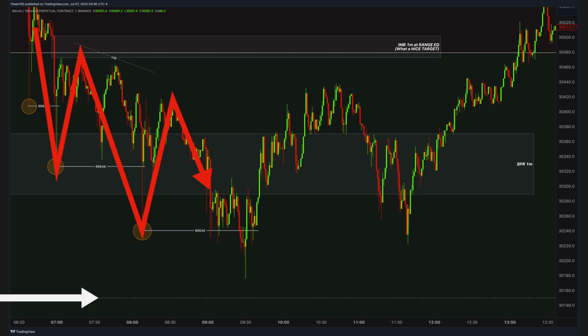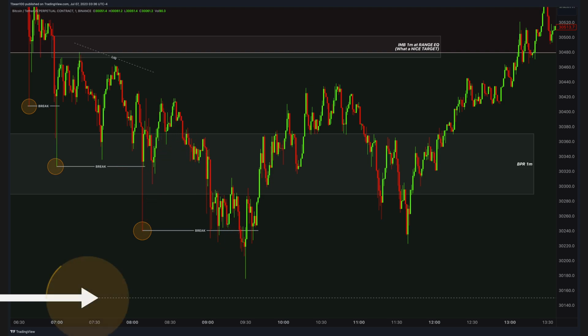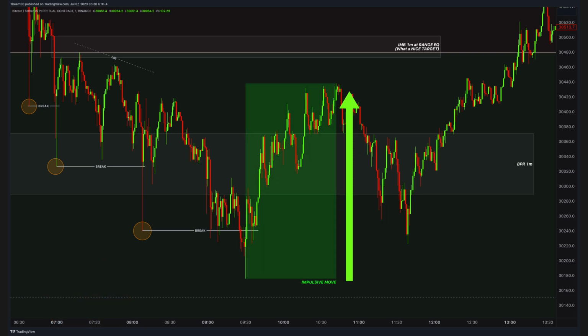By making new lower lows with new breaks here, it slowly goes down to hunt the major liquidity way below. Then suddenly we see this extremely powerful impulsive reaction. And then price started to take out previous highs.